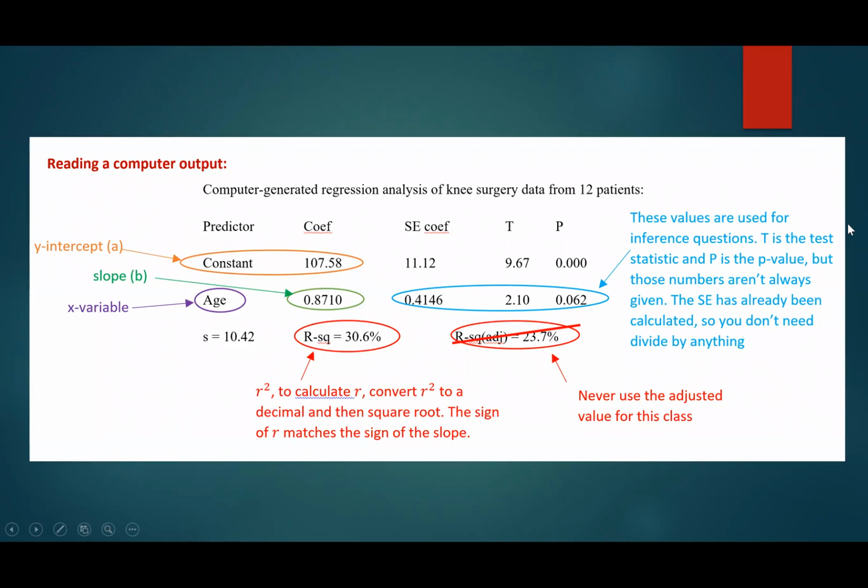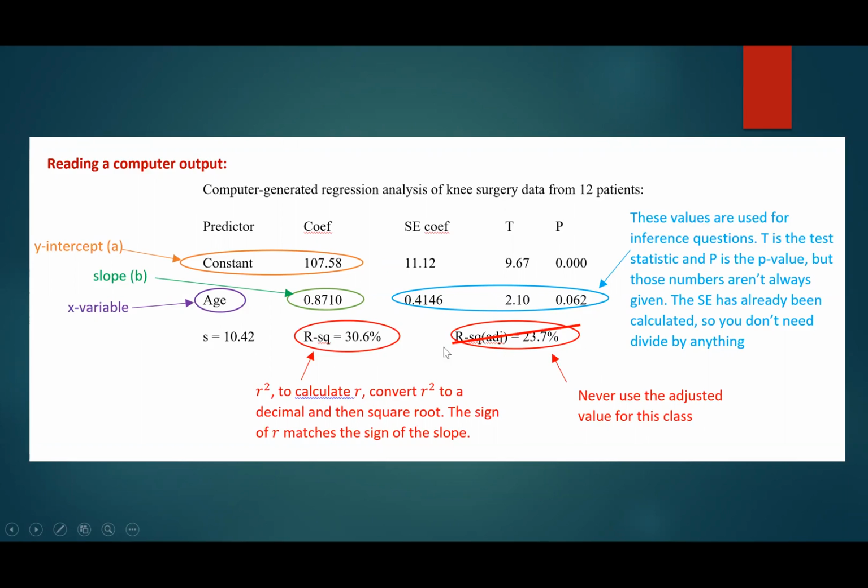So we talked about the computer output. Remember, the top value is the y-intercept. Under that is the slope. This is the x variable. We use these numbers over here for inference, which we won't be doing on the AP test this year, 2020, but we will be doing next year, 2021.